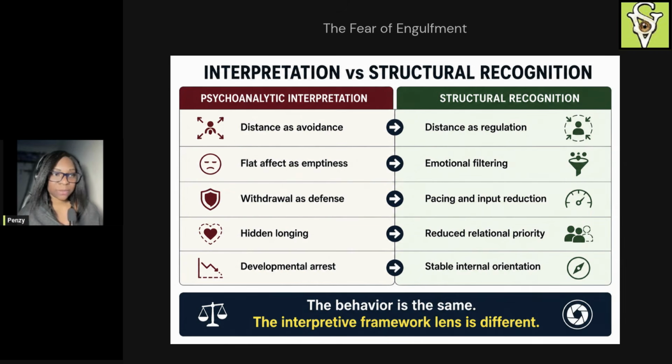What we see here is on the left we have the psychoanalytic interpretation, and on the right we have the structural recognition, which is the functional role. We have distance as avoidance on the left, and then seen through another lens, distance as regulation; flat affect as emptiness, and then also being emotional filtering; withdrawal as defense, which on the other hand can be helpful for pacing and input reduction; hidden longing, and this can be translated as reduced relational priority. Developmental arrest can also be interpreted as stable internal orientation. So the behavior is the same, but the interpretive framework lens is different.